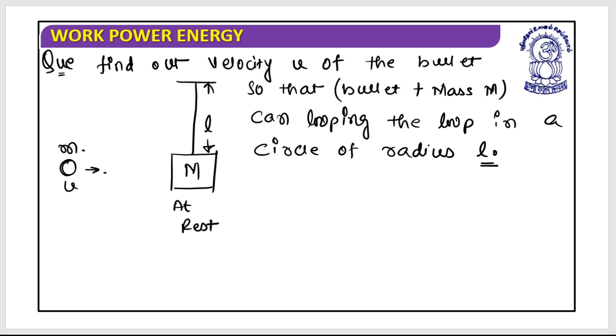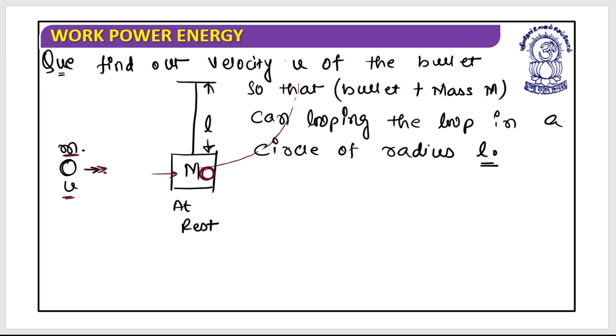So what you need to do is that the situation would be, this is mass M, this is u, it is going to hit this, and when it hits this, the bullet is going to be embedded in it, and then it will have a circular motion, and that circular motion would be such that it can loop the loop. So how will you do this?